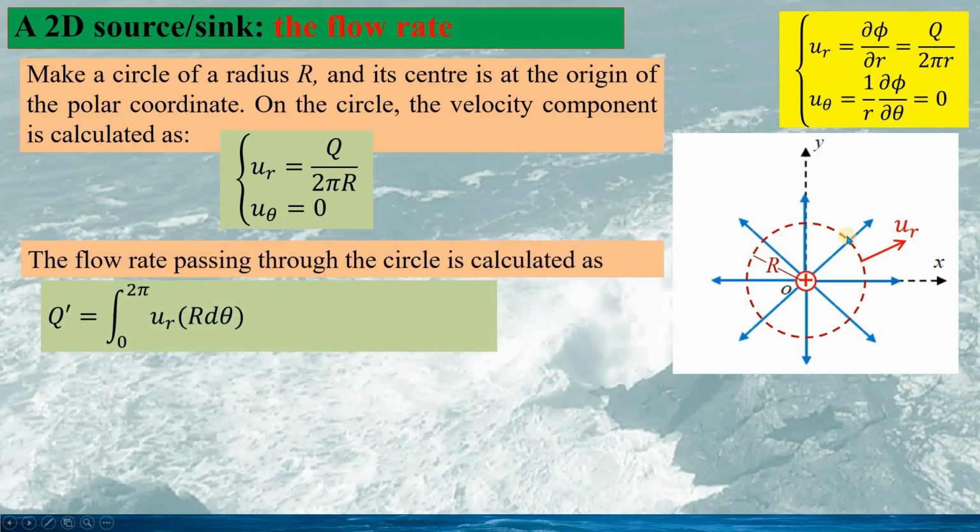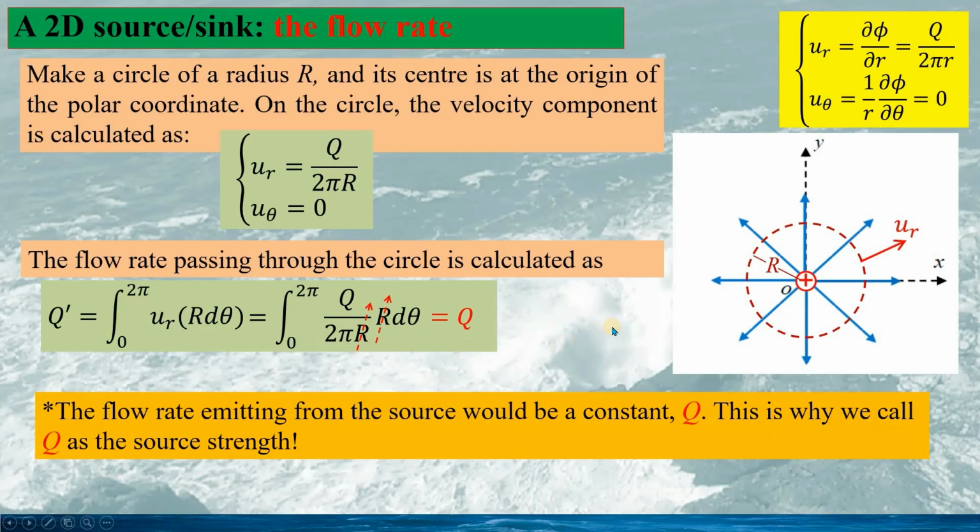So the flow rate that passes through the circle is calculated as q prime as this, and we can substitute the velocity ur into the integral. We can see r would disappear, and the flow rate passing through the circle is equal to the source q. Because the flow rate emitted from the source is a constant q, this is why we call q the source strength.